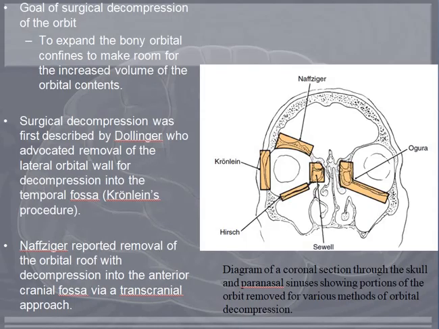So what is the goal basically of the surgical decompression? The goal of the surgical decompression of the orbit is basically to expand the bony orbital confines to make room for the increased volume of the orbital contents.